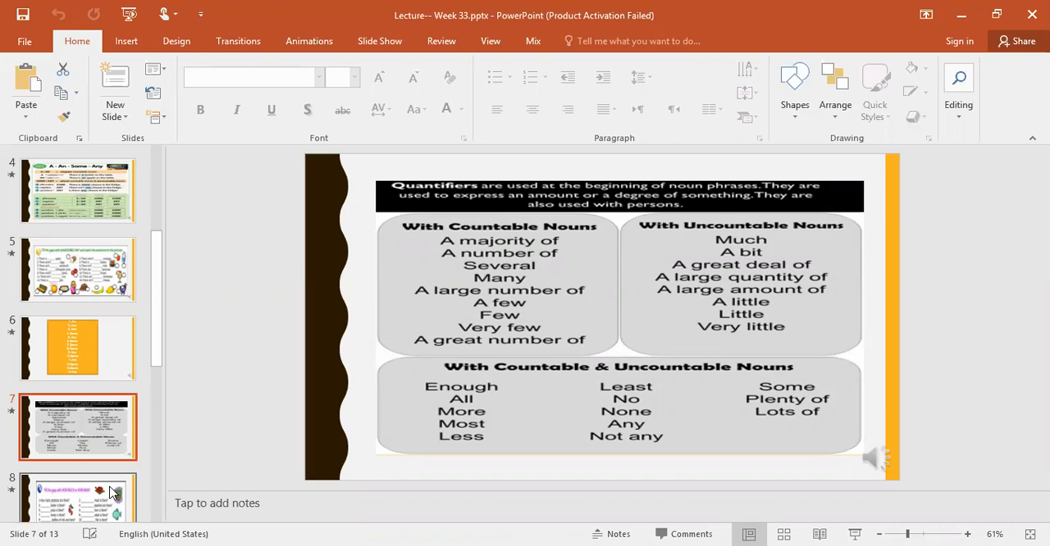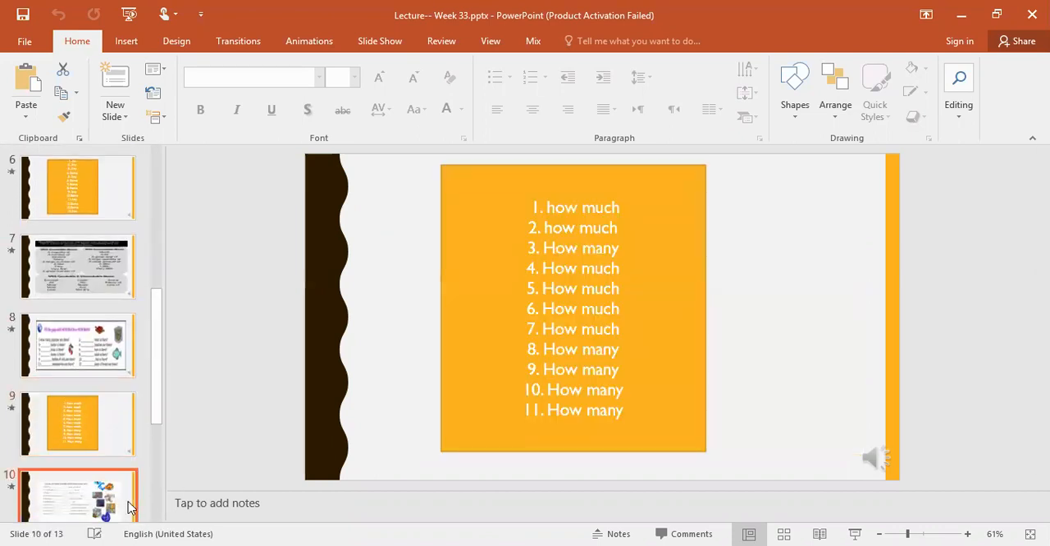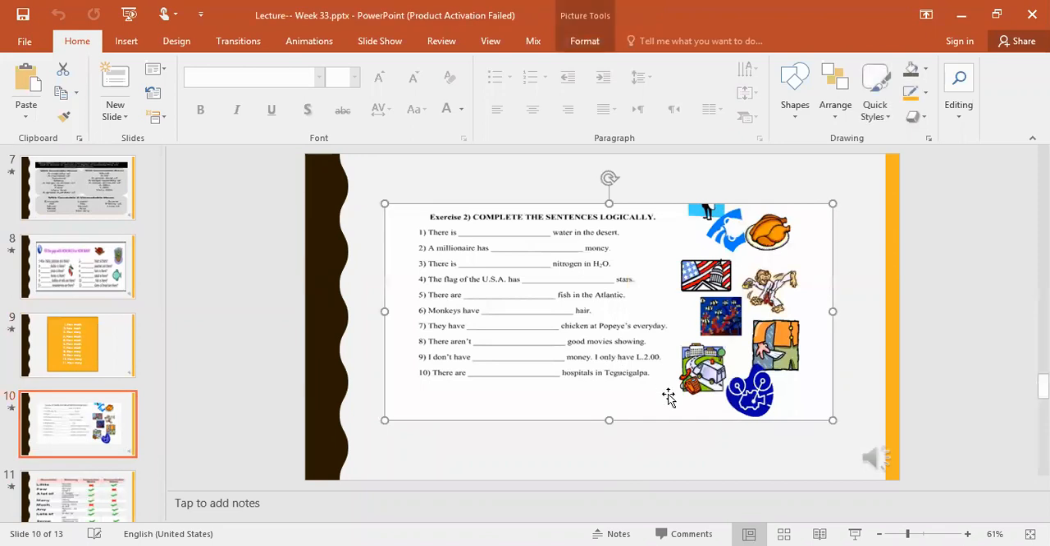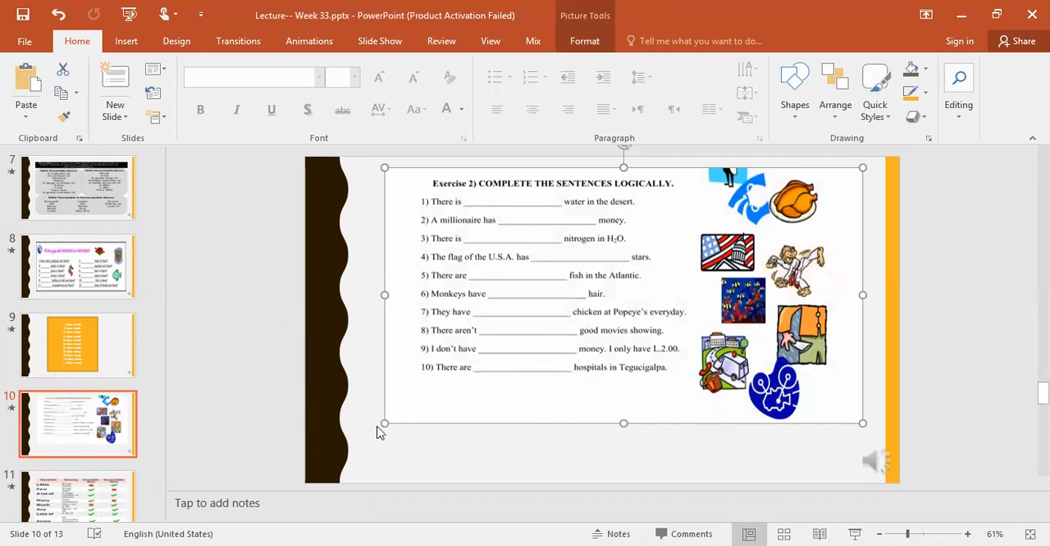Yesterday we said that there are different kinds of quantifiers. Some of them are used with countable nouns, some are used with uncountable nouns, and some of them are used with both countable and uncountable nouns. We explained the difference between them also yesterday. We also solved an exercise. Now we are going to solve this exercise together.